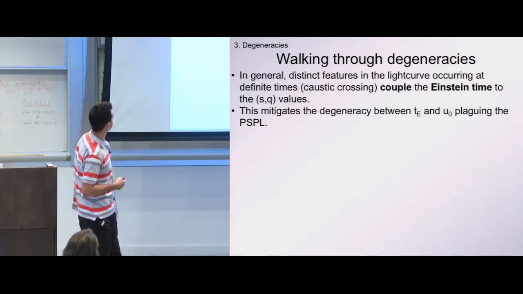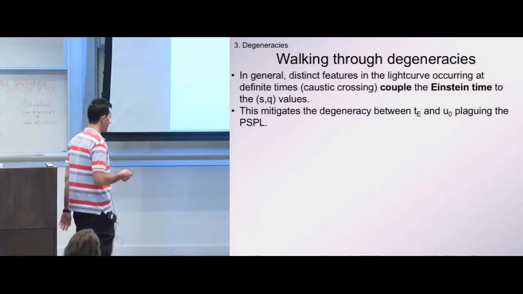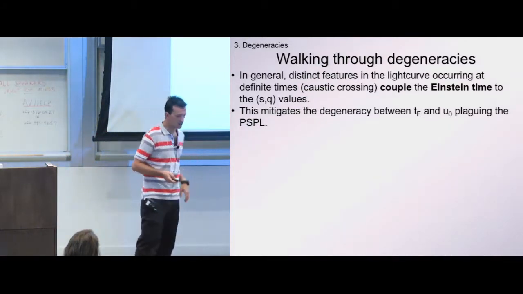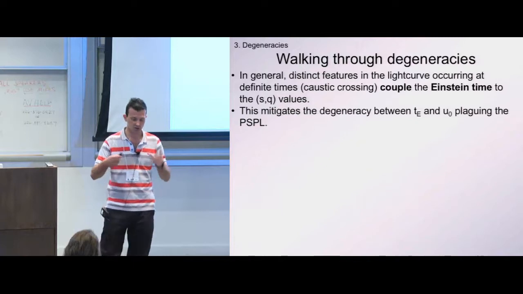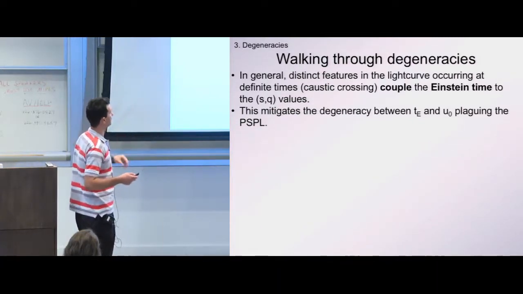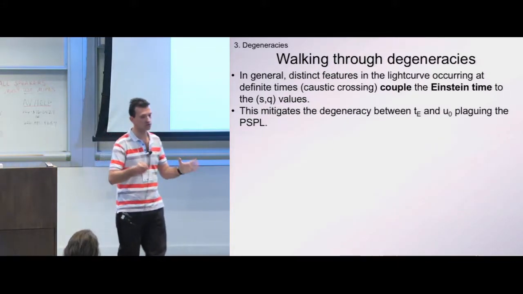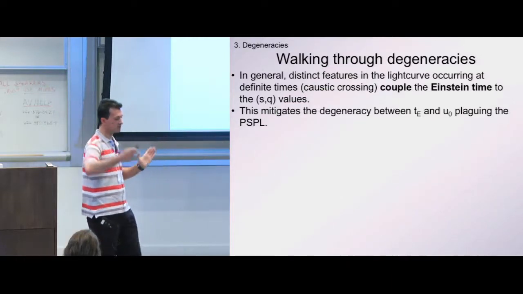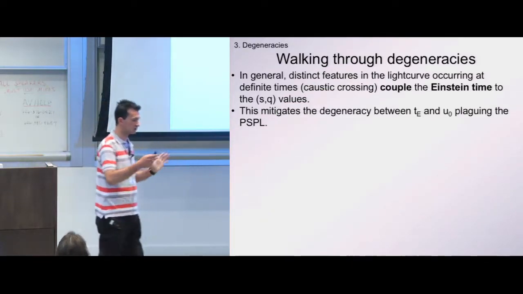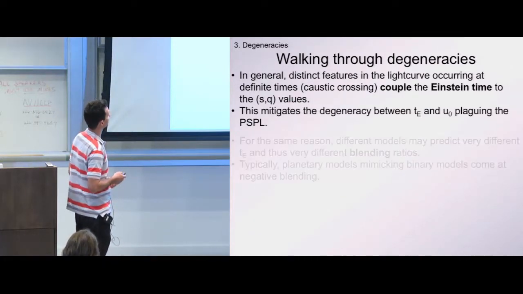Okay, this is a slide with other pieces of information. For example, in principle, the Einstein time tE in the PSPL light curves is in a degeneracy with u0 and the flux of the source star. But typically, in binary lensing cases, the Einstein time is fixed by the sides of the caustic. So the extension of the caustic crossing is an indication of the Einstein time. So typically, this breaks this degeneracy, but couples the Einstein time to other variables.